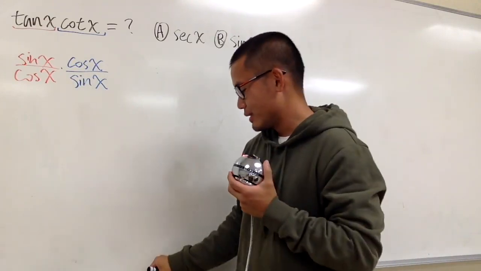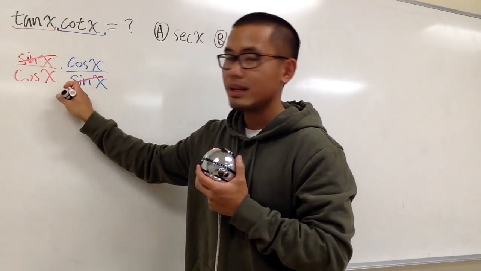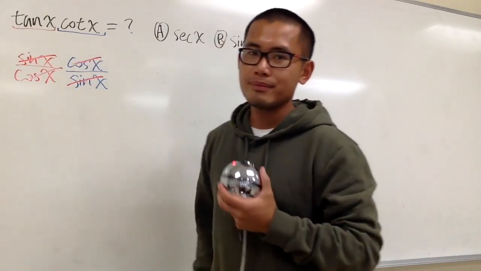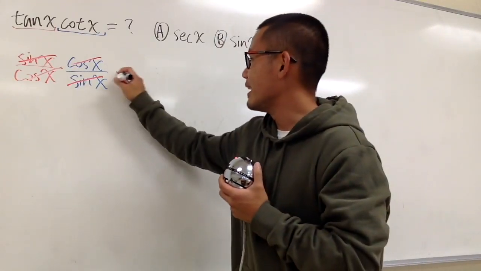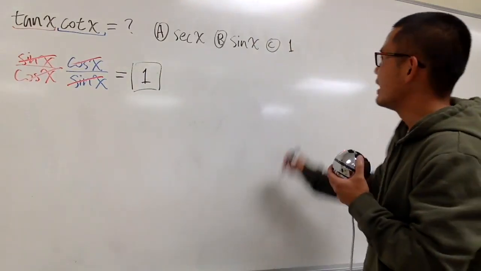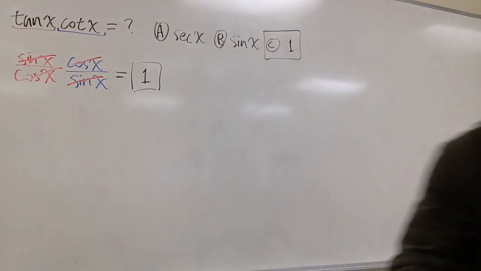And now what? Well, we can see that sine x, these two can be cancelled. And likewise, cosine x, we can also cancel that. Well, everything got cancelled out. What's the left over? Well, at the end, this is still a 1. Don't forget about that. So at the end, the answer is choice C. It is a 1. That's it.